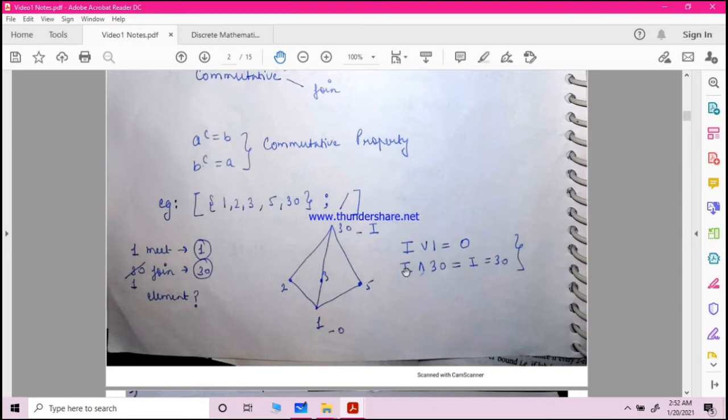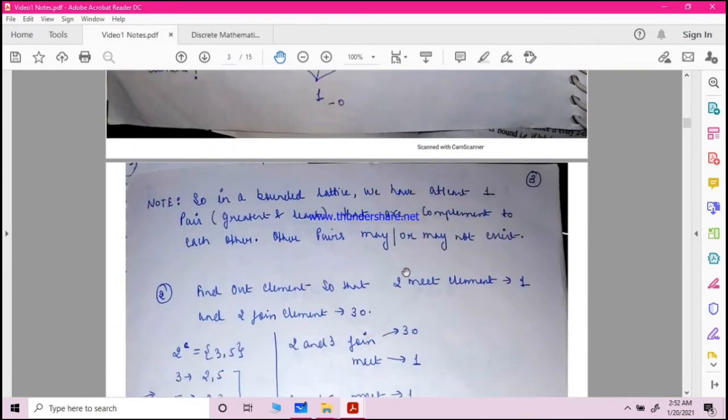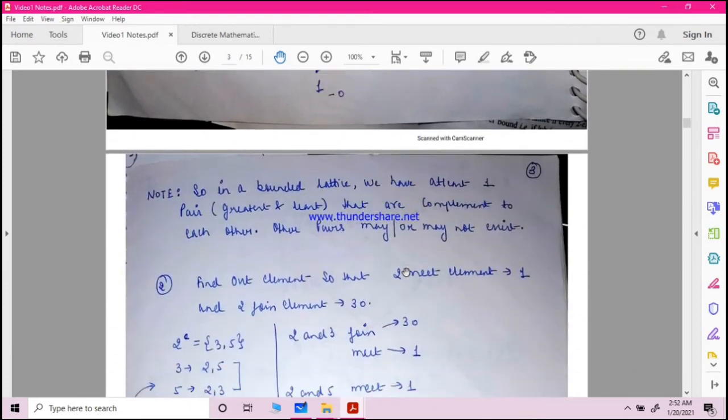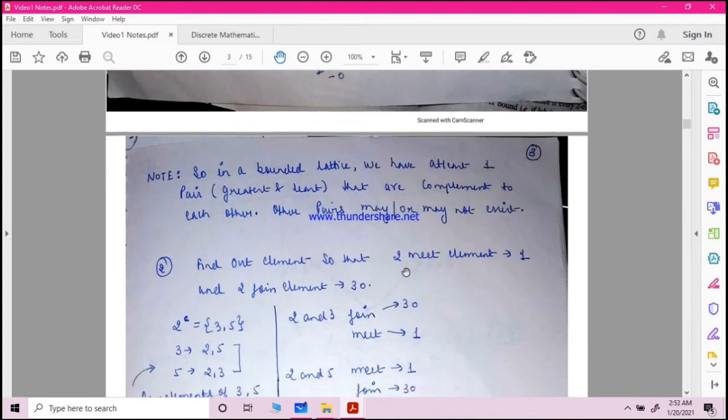Now you can simply say, see, if I am performing the meet, if I am performing the join, I am getting 30. If I am performing the meet, then I am getting 1. If I am performing the join, then I am getting 30. The highest element here is 30 and the lowest element here is 1. So this is the case of a complemented lattice. So in a bounded lattice, we have at least one pair, greatest and least, that are complements of each other. Other pairs may or may not exist.